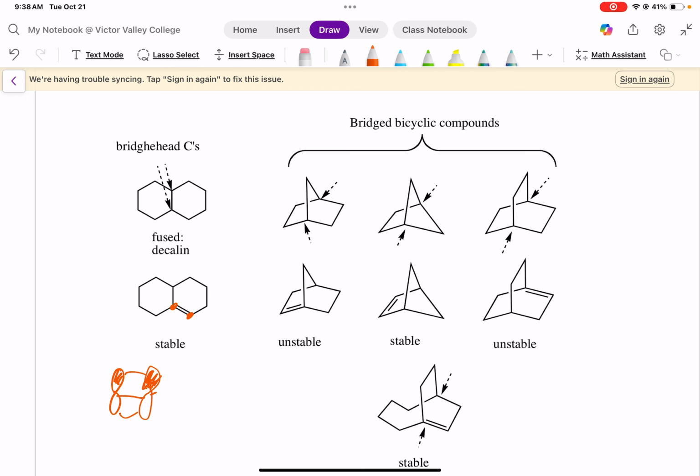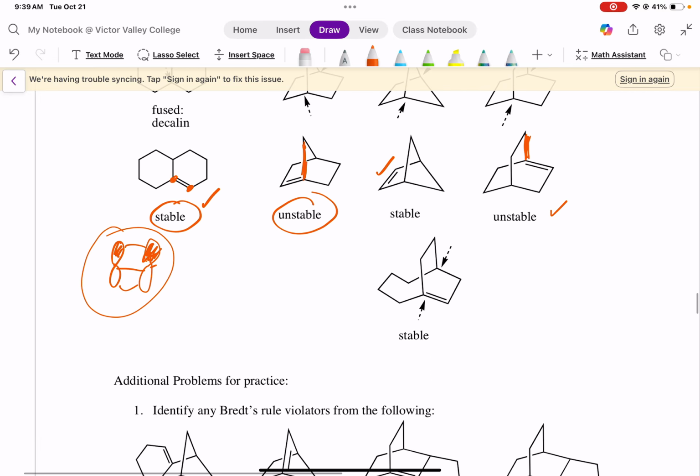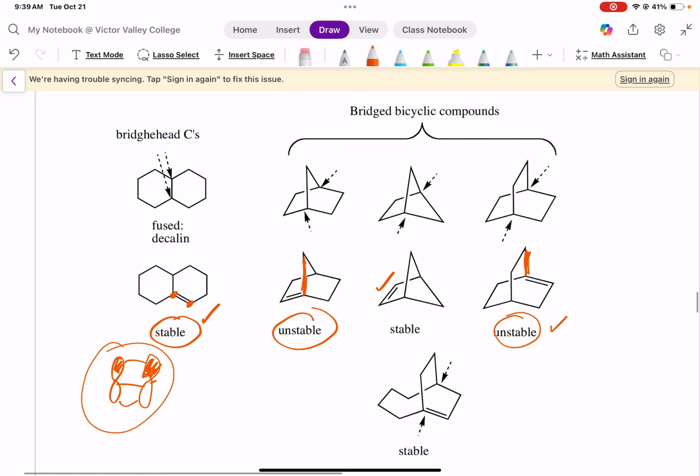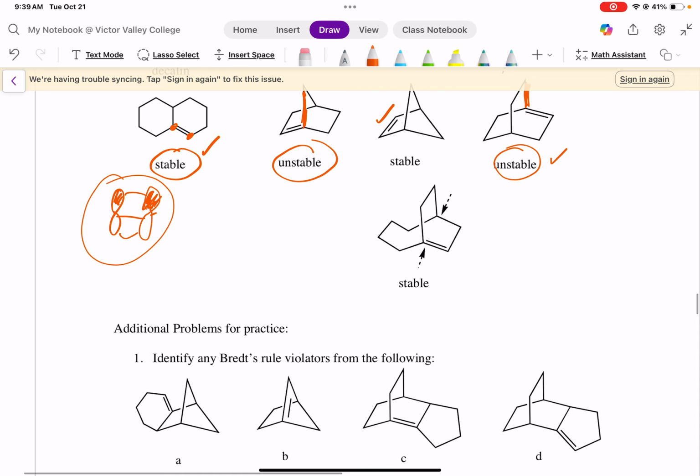In this case it's okay, but in this case it's not okay because this one right here is in the way. Okay, and then you get to this one, it's okay, but this one, that's in the way. Okay, so at the bridgehead carbon, it's not okay. There's no space for the p orbital overlap, and that's not allowed. Those are known as the unstable ones, the ones known to be Bredt's rule violators.